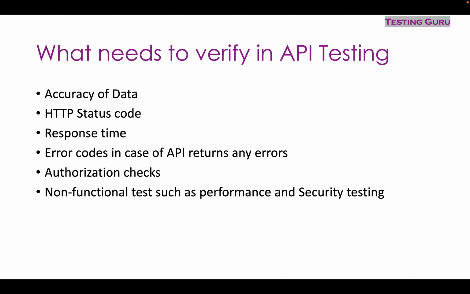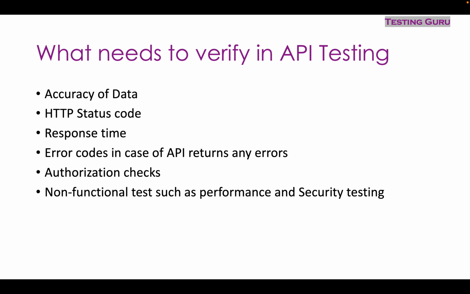And first we'll learn what needs to be verified in API testing. So why do we do API testing and what exactly are we going to test or verify as part of API testing? First one is accuracy of the data, how accurate the data is. So we will check the API response, and also we check the HTTP status codes.